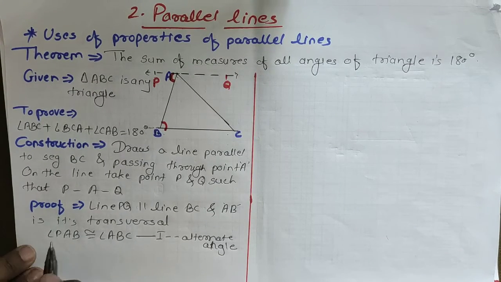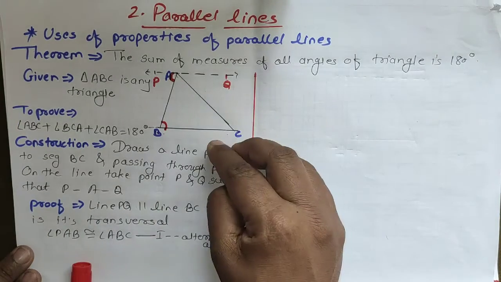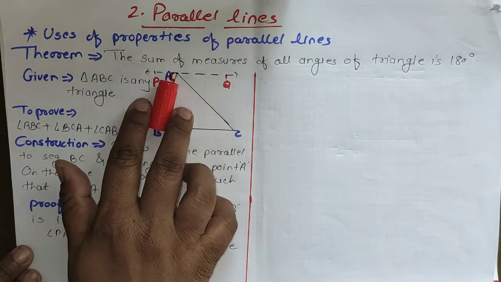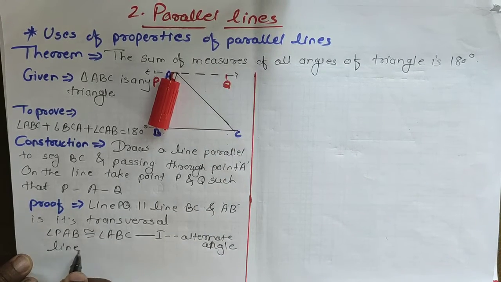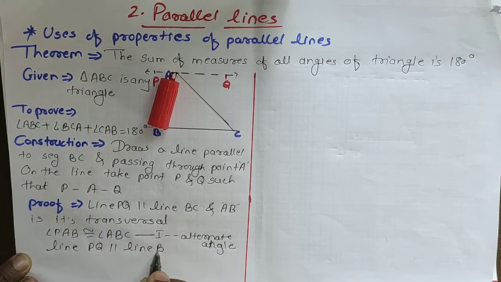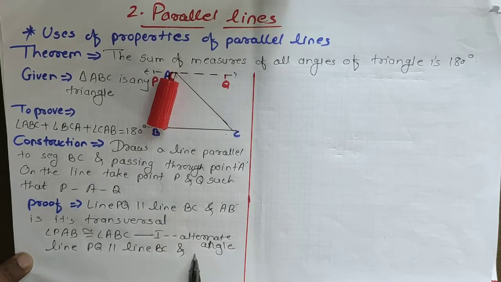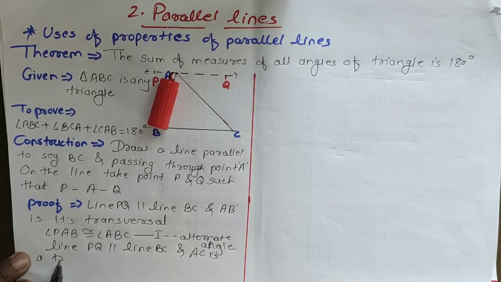This angle is congruent. Now we have to do the same thing, but instead of taking AB as a transversal, we have to take AC as a transversal now. So line PQ is parallel to line BC, and AC is a transversal.